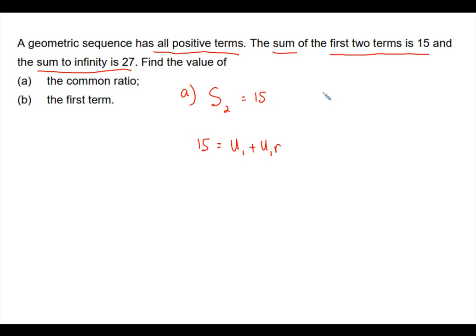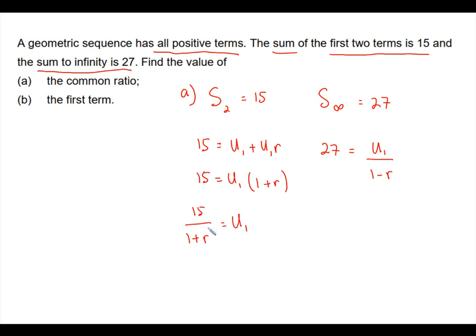Now the sum to infinity, they tell us is 27. So we can use the sum to infinity formula, which is 27 is going to equal the first term divided by 1 minus R. Okay? And then we're going to have to do a substitution. From this equation, I can factor out the first term. I would end up with 1 plus R. So 15 divided by 1 plus R is going to equal the first term. And then I can substitute this over here now.